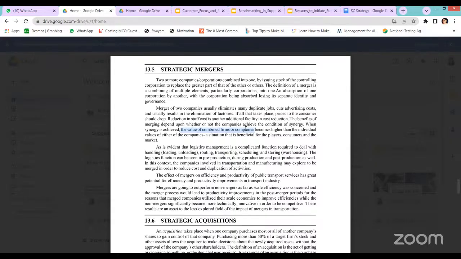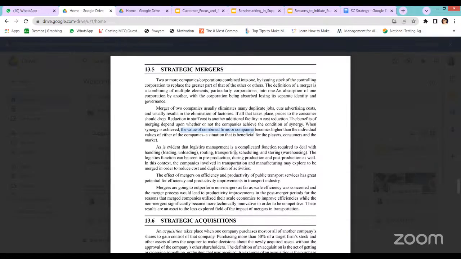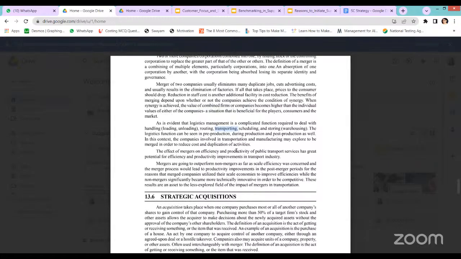So this helps the supply chain to have control over its sources, reduce the transaction cost, and improve coordination, right? You can expect the question: how do partnership, alliance, and mergers differ? Coming to strategic acquisitions, how does it differ?